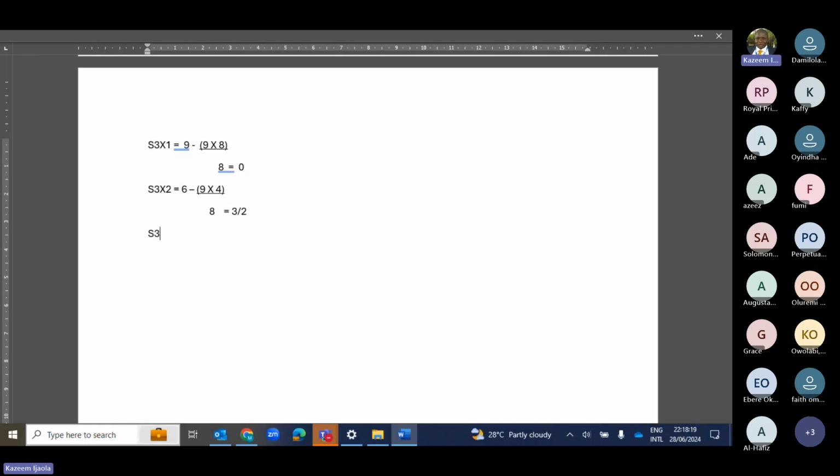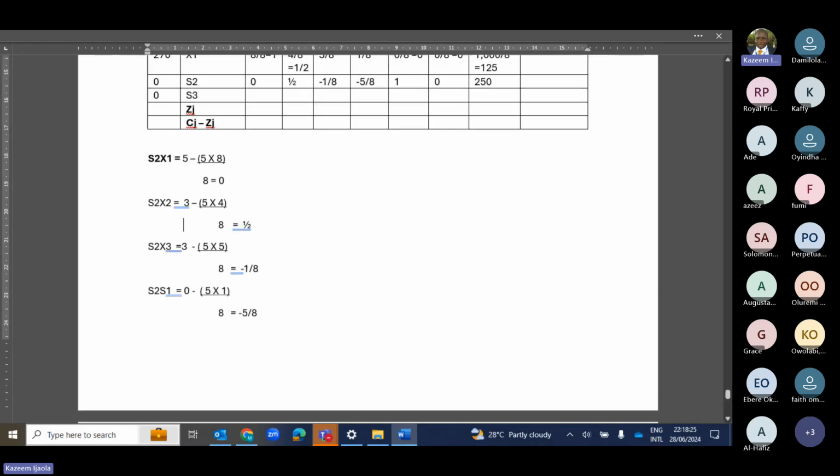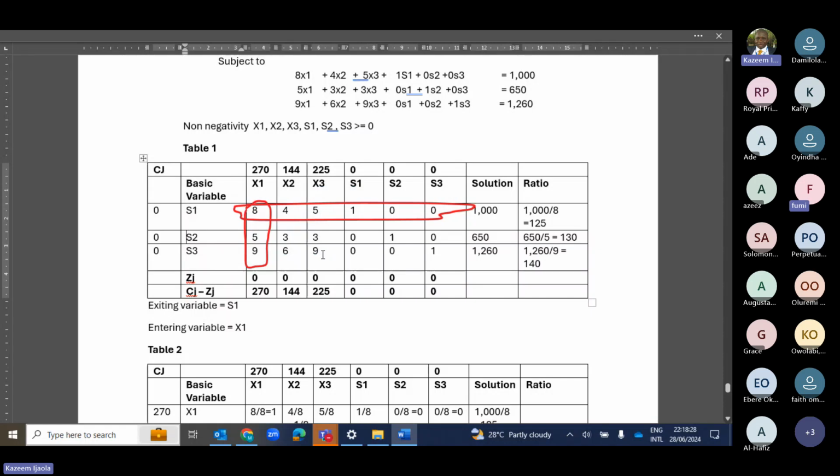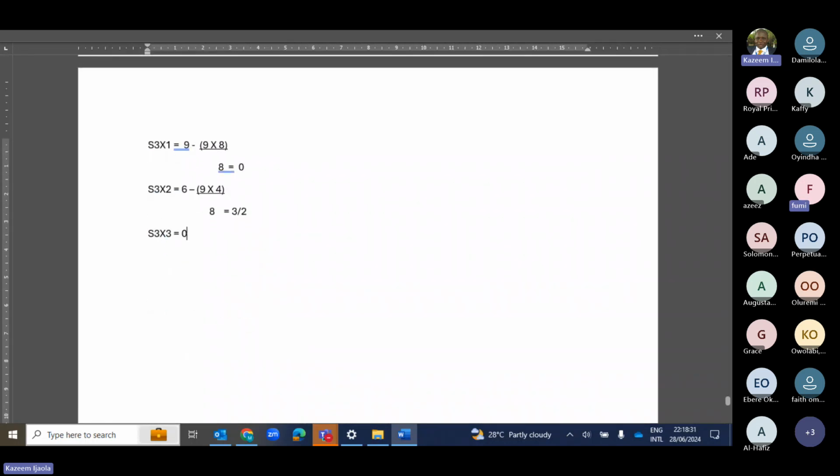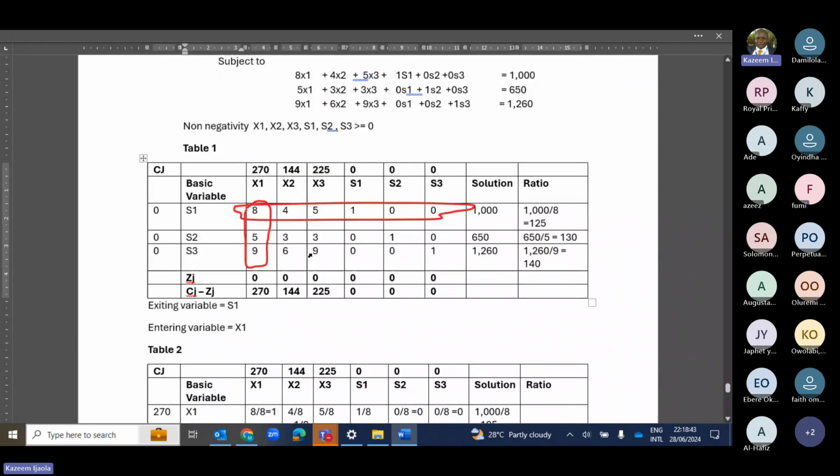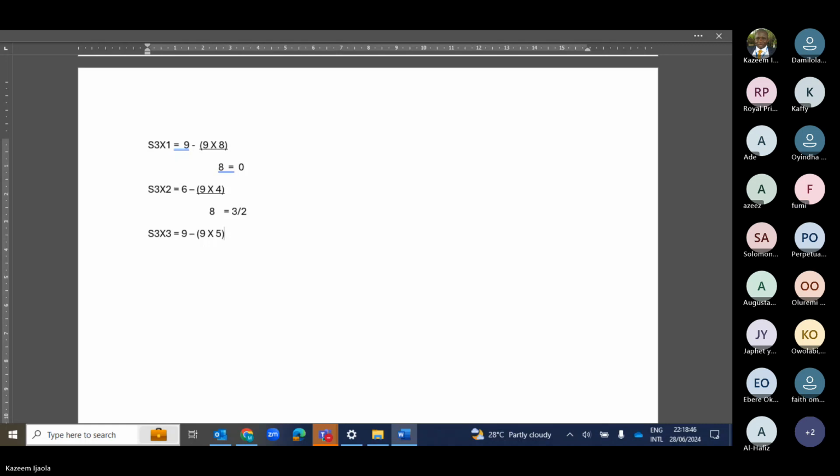So let's do the third one. X3. So what is the initial value for that one? It's 9. So you say 9 minus 9 multiplied by, what's the top row value for that? It's 5. 9 times 5 divided by 8. So what do we have? It will give you 27 over 8.